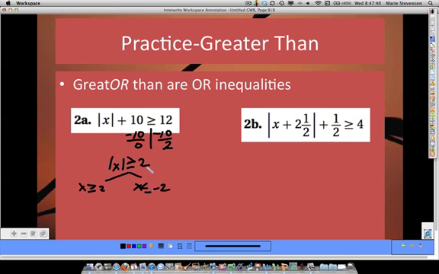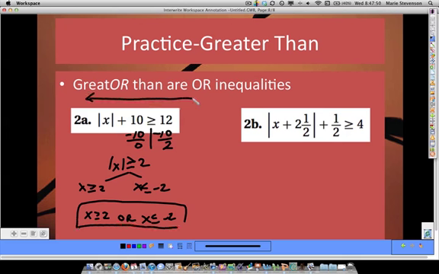Remember, I only flipped this because I made the 2 negative. I'm going to put my graph up here. Closed circle to the right, closed circle to the left. Okay? Alright, now, I'm sure most of you avoided this one, that's okay.